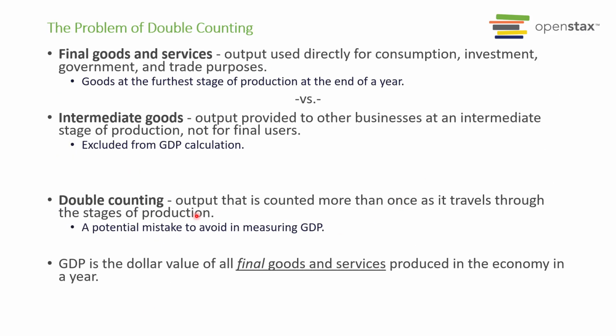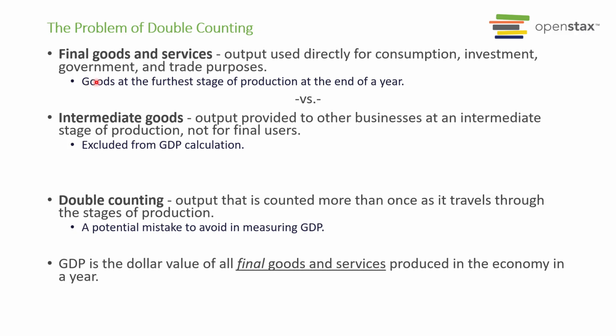All right, so here is something I brought up earlier, when the definition for GDP included the stipulation that we needed to concentrate only on final goods and services. And there's a reason for that, and that is to avoid this issue of double counting. So again, final goods and services, this is the output used directly for consumption, investment, government, and trade purposes, usually by the end user. These are goods that are at the furthest stage of production at the end of the year.